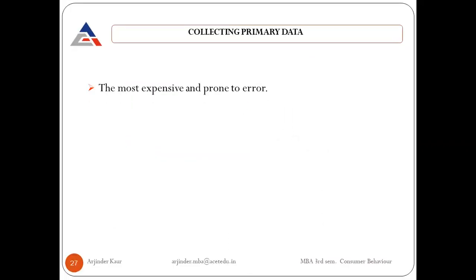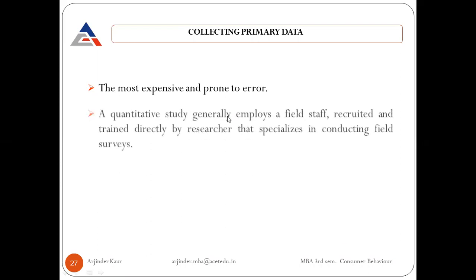Once the data collection method, sampling design, and the data collection instrument are decided upon, the next step would be to collect the primary data. Collecting primary data is very expensive and also prone to errors. People may not fill in accurate responses. They may fill in half of the questionnaire and return the other half unfilled. So these are some of the errors that can be there.